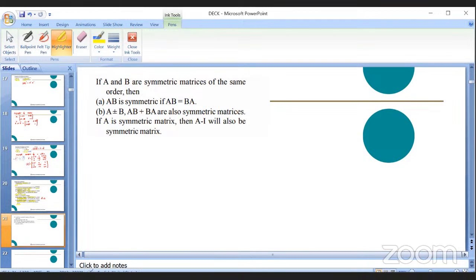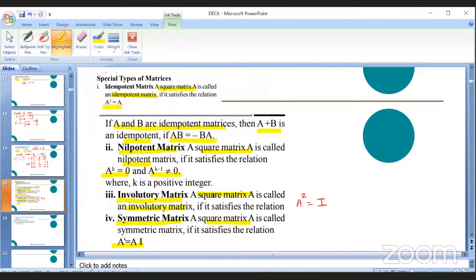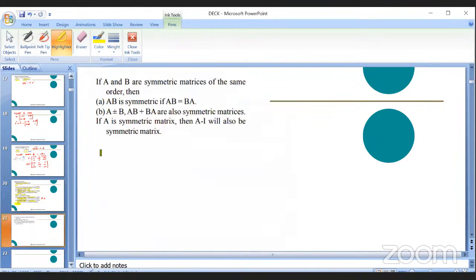There are some more properties of symmetric matrices. One thing I told you about a symmetric matrix is A dash will be equal to A. But apart from that, if A and B are symmetric matrices of the same order, then AB is symmetric if AB is equal to BA.